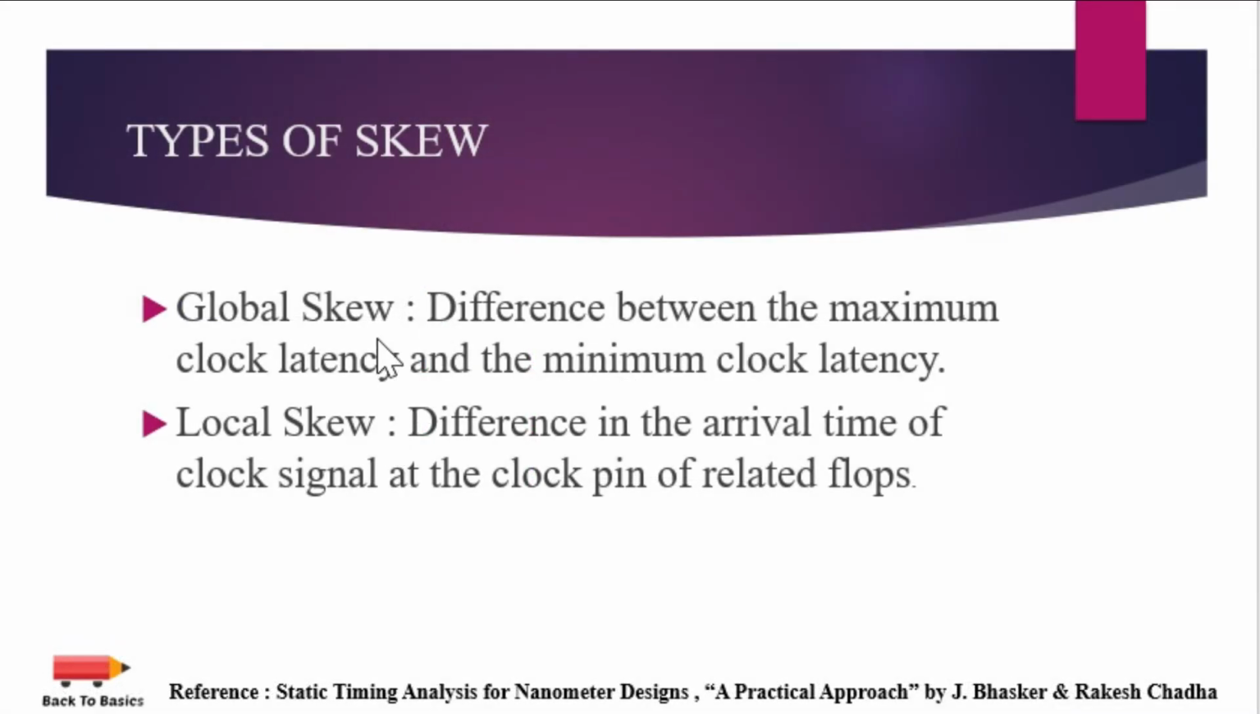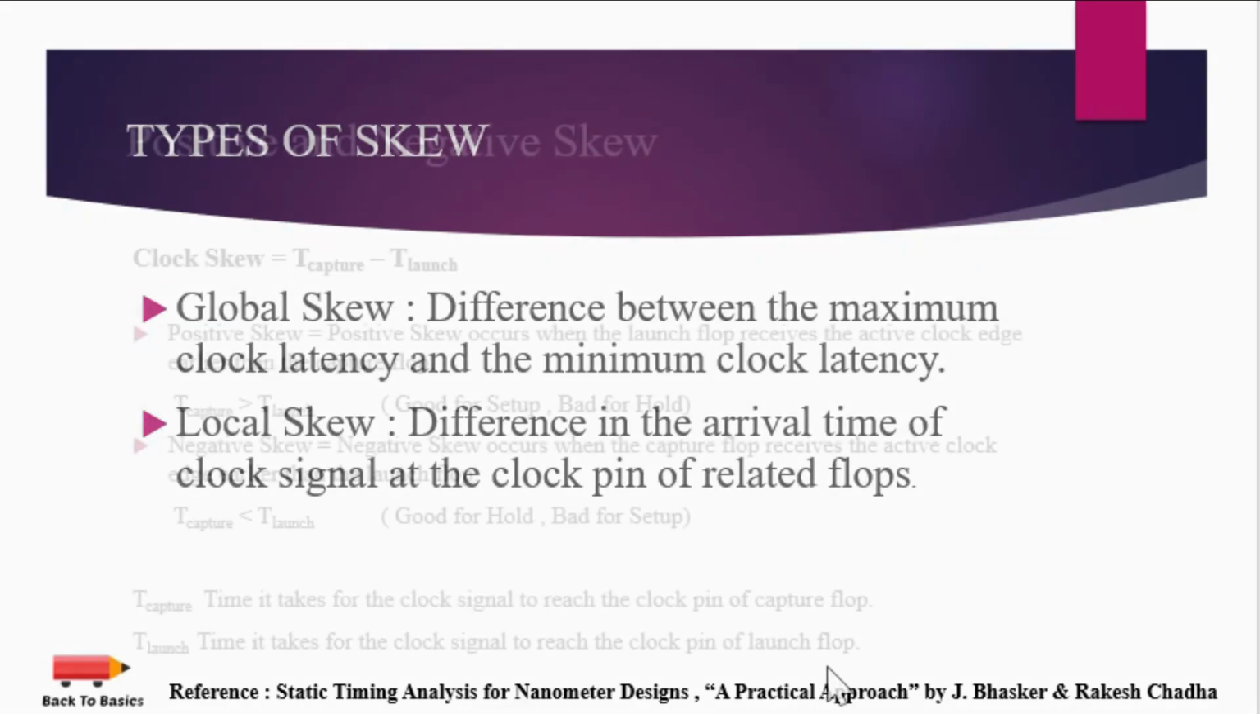Now right now we were trying to understand the skew with respect to two flops, but this skew can be global or local. So global skew is with respect to the entire design. It is the difference between the longest clock path and the shortest clock path. You can say the difference between the maximum clock latency and the minimum clock latency. Whereas local skew is the difference in the arrival time of clock signal at the clock pin of related flops. Now what are related flops? Any two flops are related if a timing path exists between them.